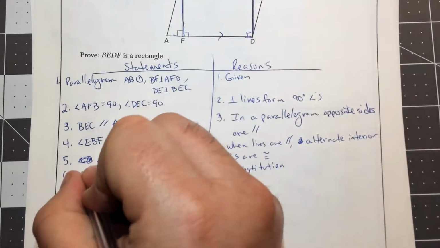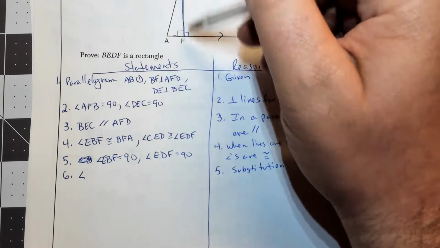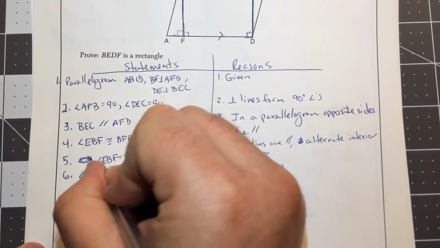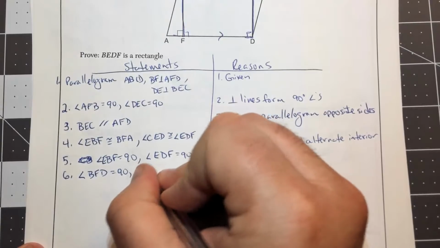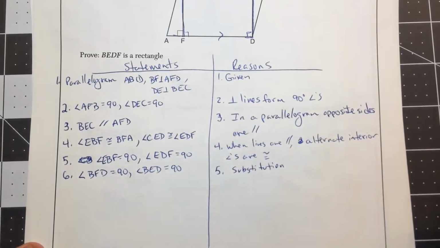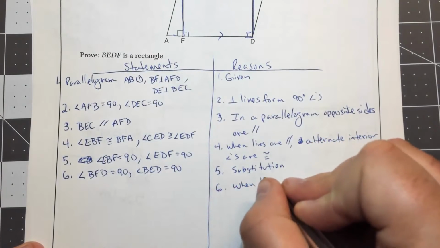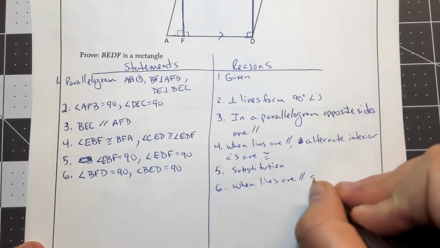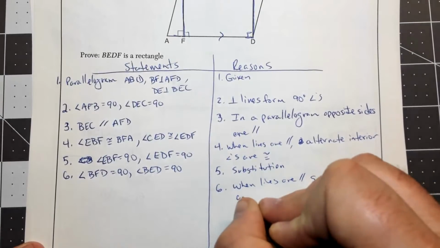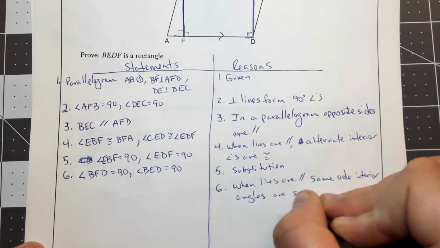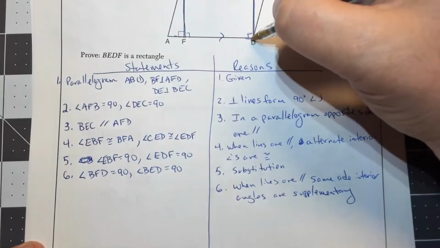But so we're going to say that angle, and we're going to use same side interior. I like that one. So we're going to do angle BFD. BFD is equal to 90, and angle BED is equal to 90. All right. And the reason for it is when lines are parallel, the same side interior angles are supplementary. So that's why if this is 90, this has to be 90.